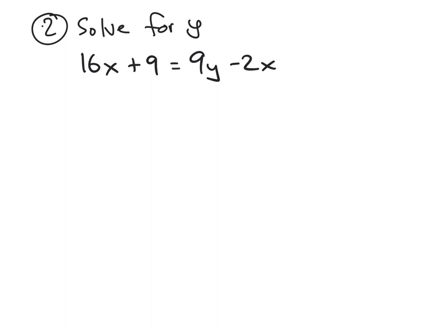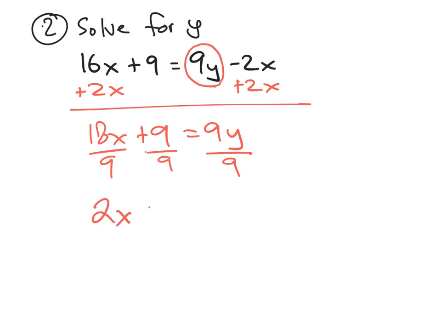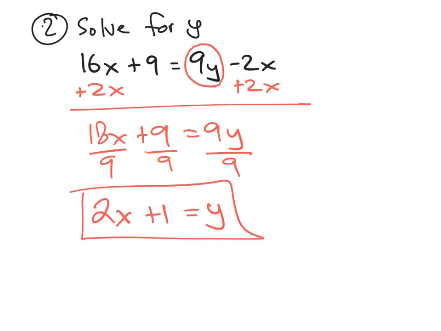All right, in this one, solve for y. 16x plus 9 equals 9y minus 2x. Again, notice where your y is. It's right here, so I've got to get that term alone. So I'm going to add 2x to both sides, and when I do that, I'm combining like terms here. Okay, so I get 18x plus 9 equals 9y, and now just like before, I'll divide everything by 9. I'm not subtracting it. I got to divide by 9 to get that y alone. So here I get 2x plus 1 equals y. Y is alone, so I'm all done.